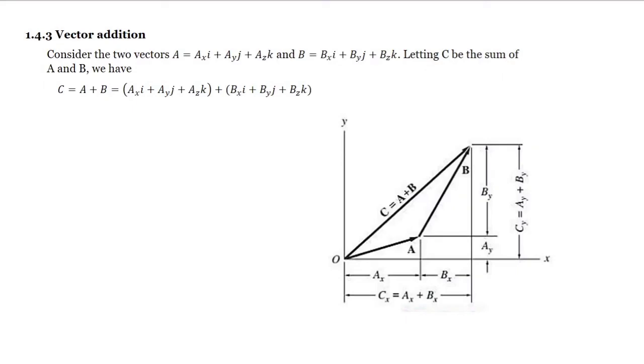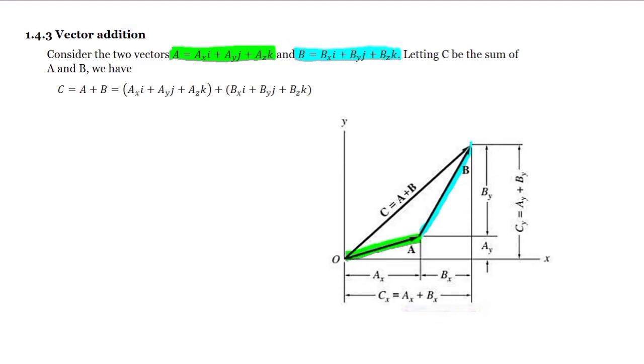Now let's talk about vector addition. If we are going to consider the vector A and the vector B, so in here we have this vector A and we have this vector B here. Vector A is equal to AxI plus AyJ plus AzK for its rectangular representation, and for vector B we have BxI plus ByJ plus BzK for its rectangular representation.